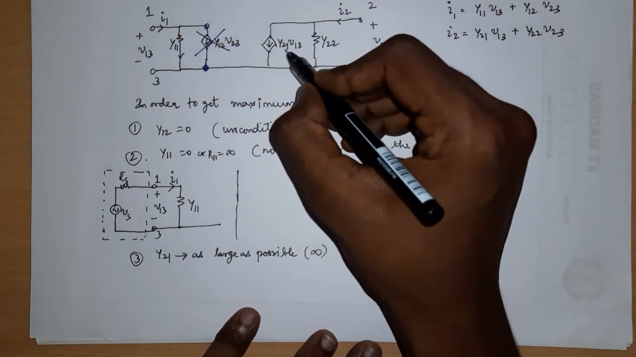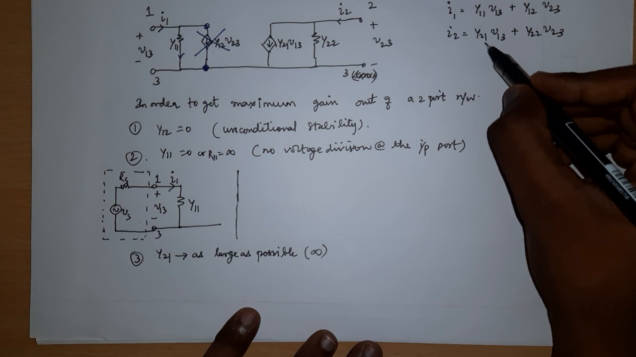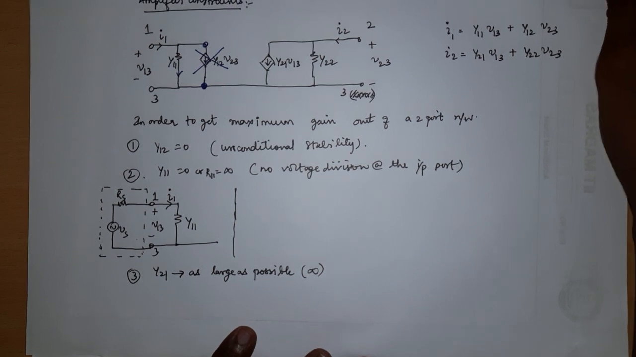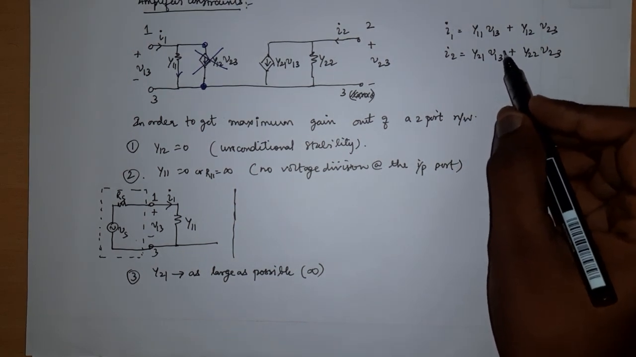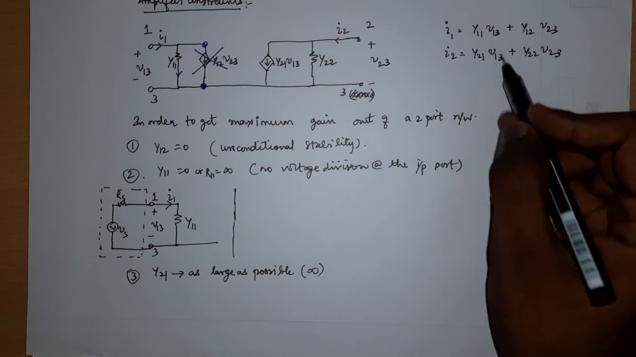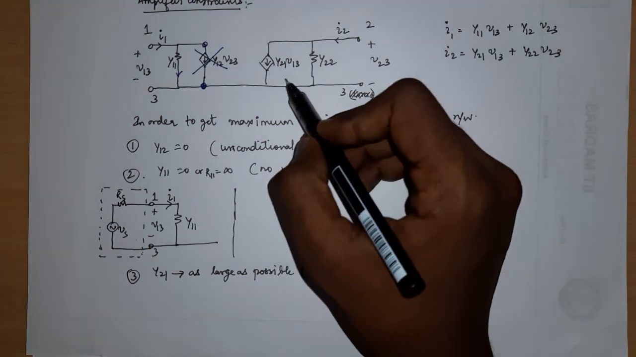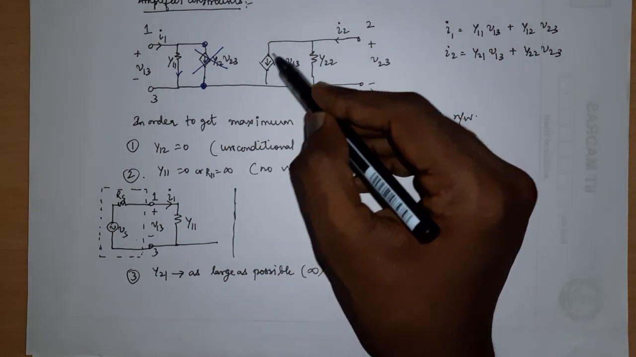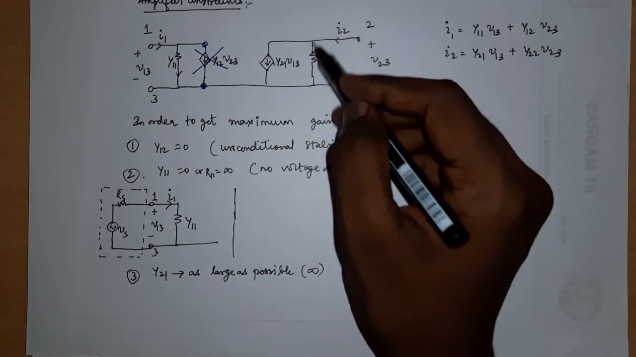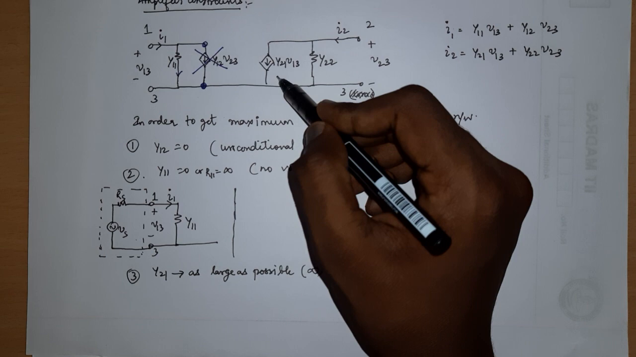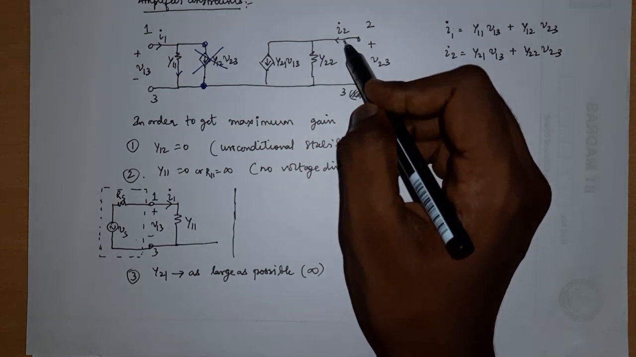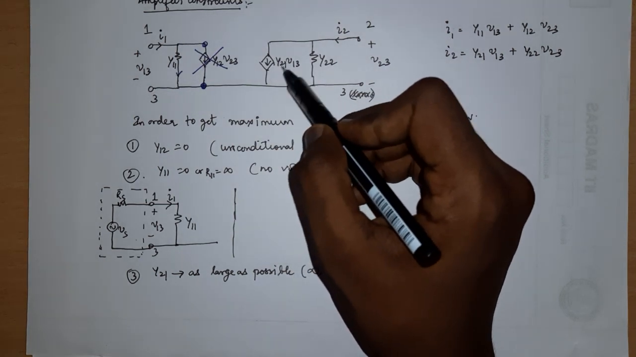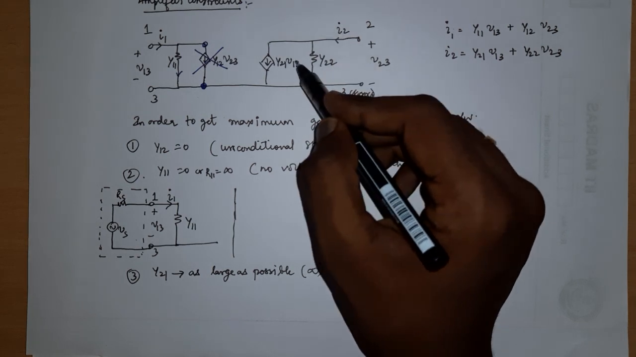Because Y21 is the effect of the input port on the output current, right? It configures the effect of input voltage on the output current. So if I have some voltage at the input, that will be multiplied by this Y21 to give the output current or some part of the output current, right? And if this is very, very large, then my output current is going to be very large for some input that I give as V13. So I want Y21 to be very large, so that my I2 will be very large for some V13.